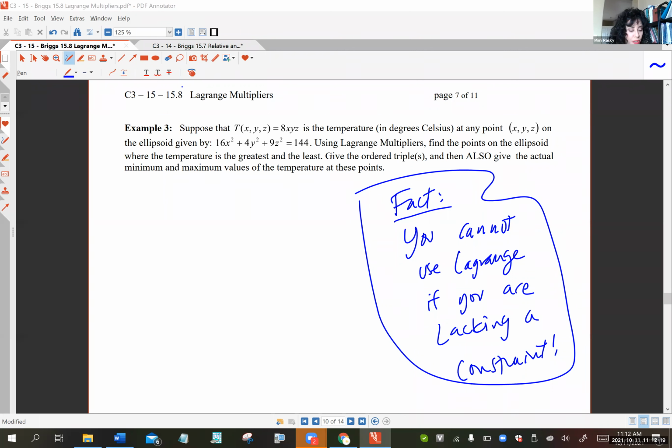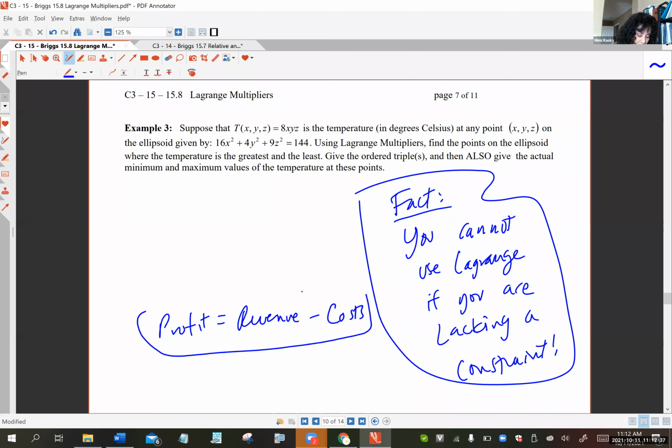Well, how about the quiz you just took? If you did take the quiz, you probably remember there was a word problem on there where you were trying to maximize profit, and profit was given by revenues minus costs. That's a very good business economics equation that you should know. There was no constraint in that word problem. The profit wasn't constrained by anything. So if they did try to trick you, like, oh yeah, use any method you prefer, you couldn't even use Lagrange if you wanted to, because there's no constraint.